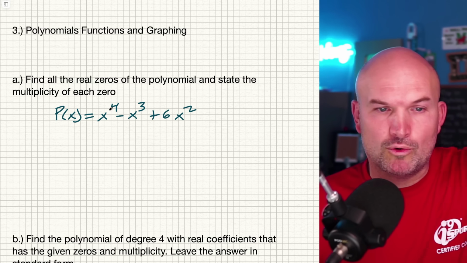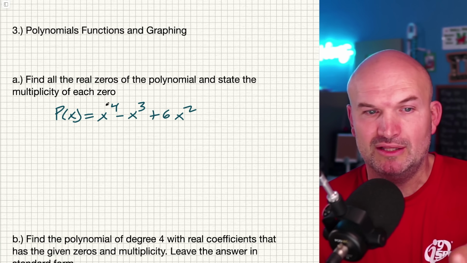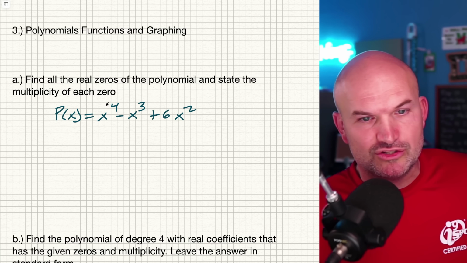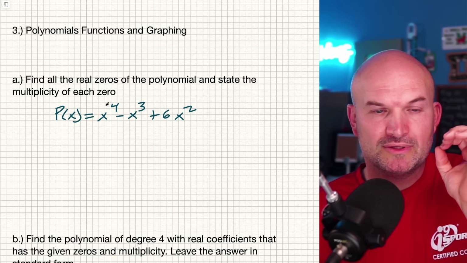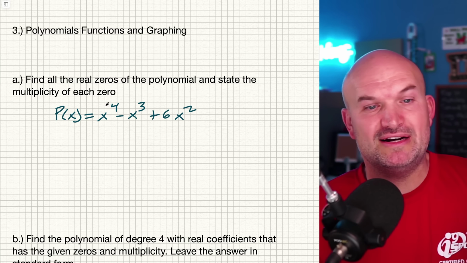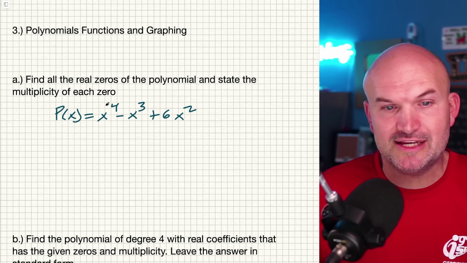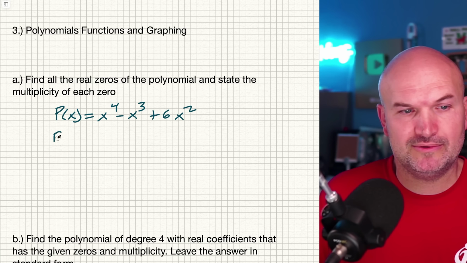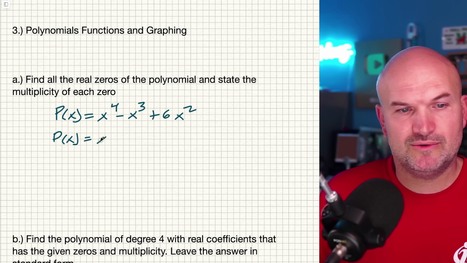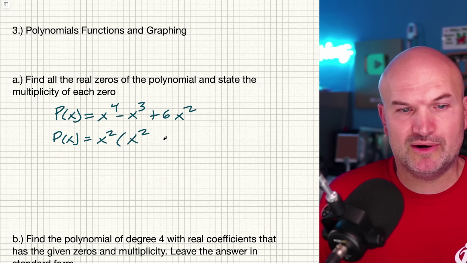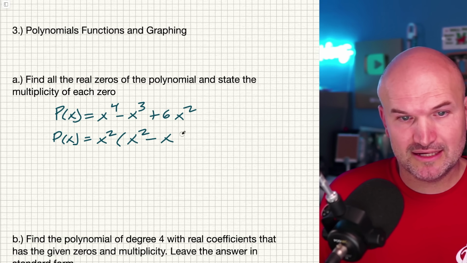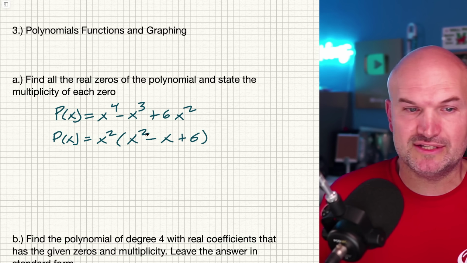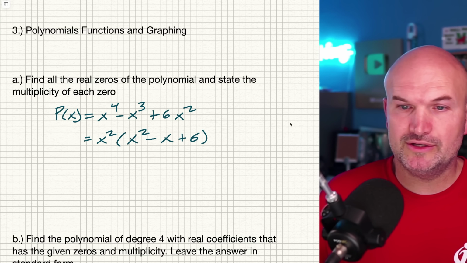Whenever you have a higher order polynomial, especially a trinomial, I always think of factoring quadratics. But this is raised to the fourth power, not the second. So I want to look at what I can factor out. Are there any common factors? In this case, I have an x squared that I can factor out. So p of x is equal to x squared times (x squared minus x plus 6). And since we want to find the zeros, I'm going to set this equal to 0.